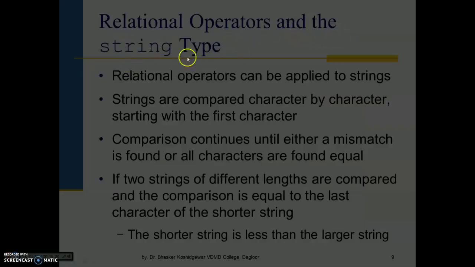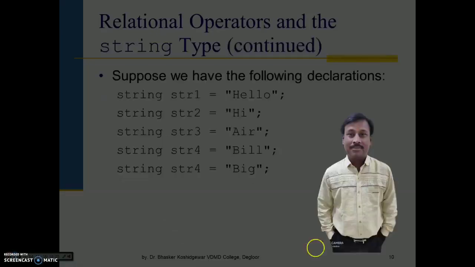Relational operators and the string type. Relational operators can be applied to strings. Strings are compared character by character, starting with the first character. Comparison continues until either a mismatch is found or all characters are found equal. If 2 strings of different lengths are compared and the comparison is equal up to the last character of the shorter string, the shorter string is less than the larger string.